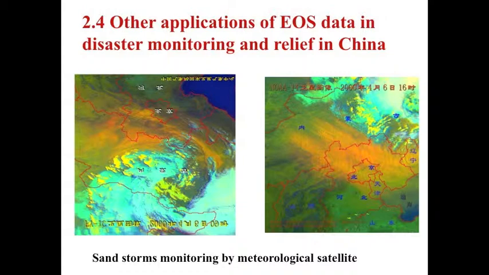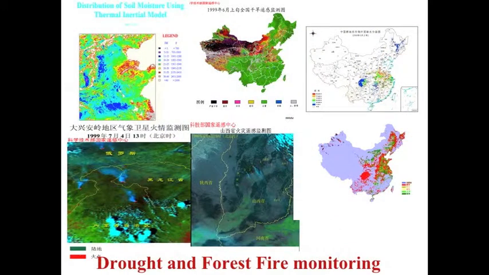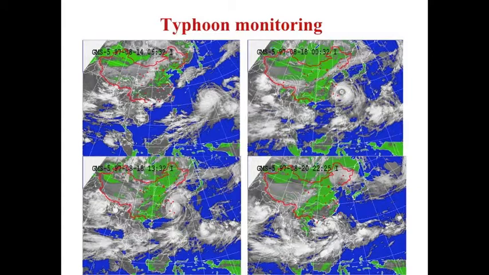Here we see a storm by the meteorological satellite, and also different kinds of satellite systems to monitor flooding in China. And also here is a drought and forest fire. Two years ago, Australia had a big fire. We called on the Chinese satellites to monitor it. And this year, for the Russia fire, all the Chinese satellites supported them to monitor the situation.